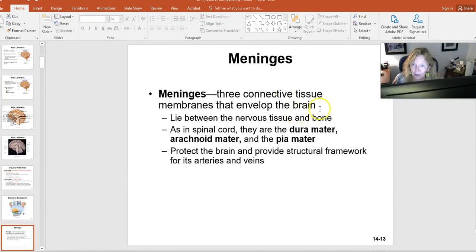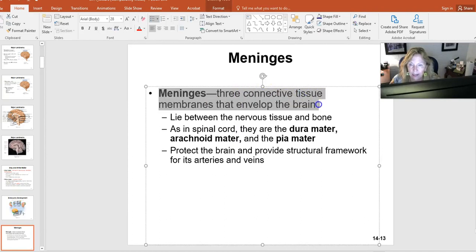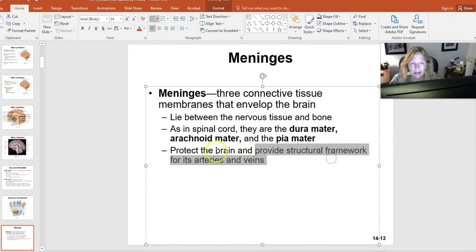The meninges we've been introduced to in the spinal cord, because these meninges actually envelop both the spinal cord and the brain, but here they are again for you, and I'm going to add a little bit to this. We understand that these connective tissue membranes are incredibly protective, and they each have their own unique function. Other than just providing protection, they also provide the framework and structure for the arteries and veins that are bringing nutrients and supplies to the brain. So protection is a huge part, but also these other functions.